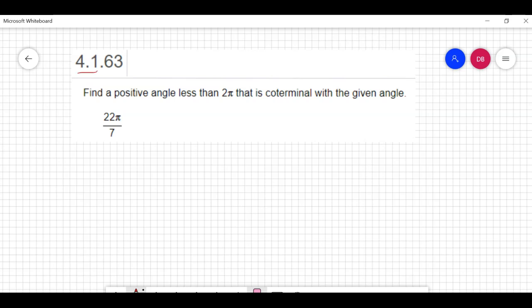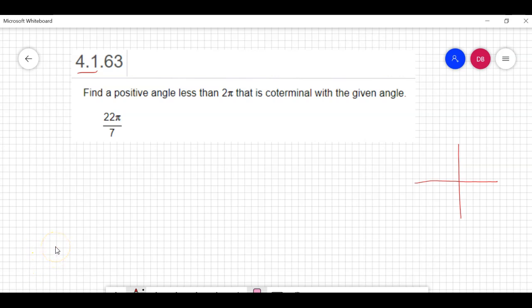So we have an angle measure here, 22 pi over 7, and we want to find a positive angle less than 2 pi that's coterminal with this angle. So what does that mean? First of all, let's look at the angle measure 22 pi over 7.